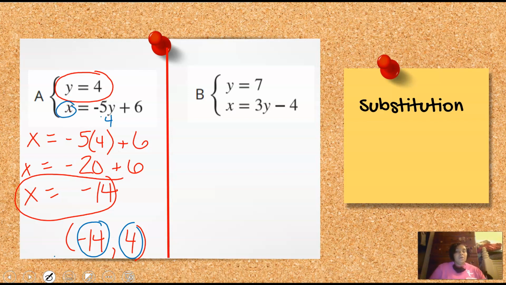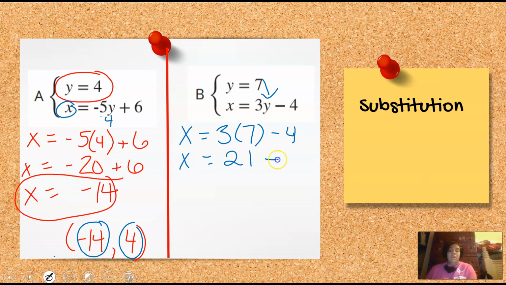Okay. So let's take a look at B, where y is 7. So you would replace this y with 7. So your new equation would be x equals 3 times 7 minus 4. So what is 3 times 7? x equals 21 minus 4. And x equals, what is that? 16? No, 17.